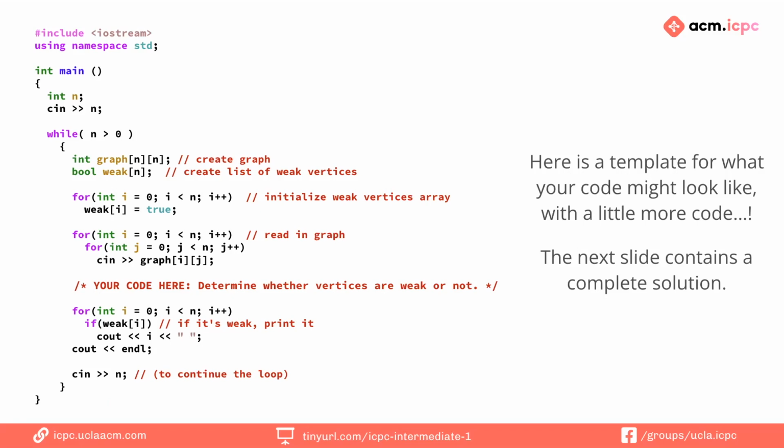Are there any questions about any of this part of the code? Yes. Would it be any harder to assume that they're all not weak and prove that they are weak?